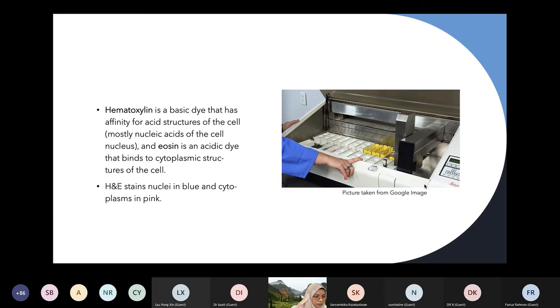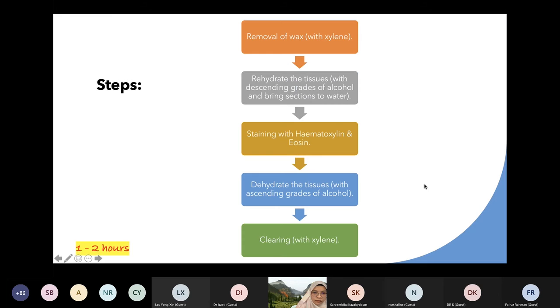H&E is actually a method of staining that is cheap, quick, and quite amenable to automation. So this is one of the examples of an automated staining machine for H&E. Okay, so these are the steps for staining with H&E. You might not want to be concerned with this too much, but just for basic information.